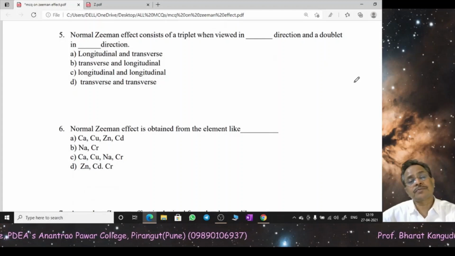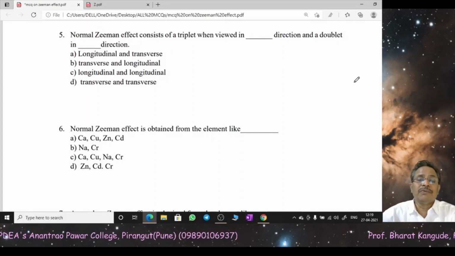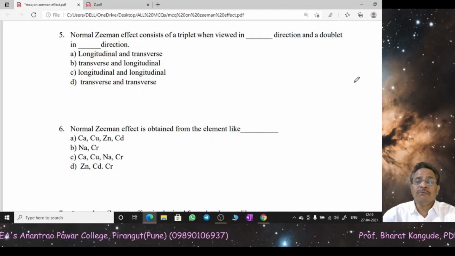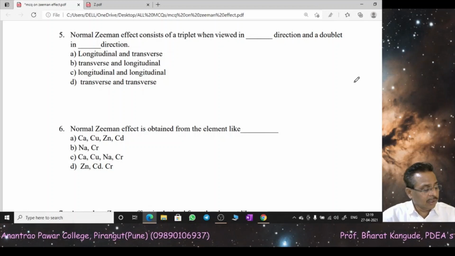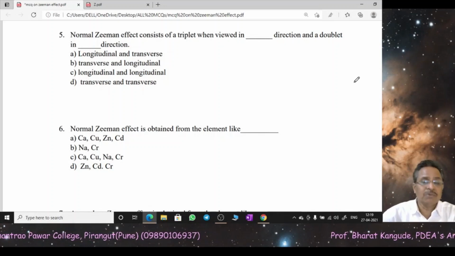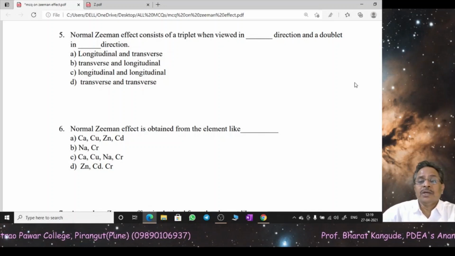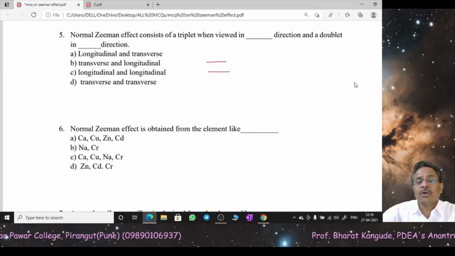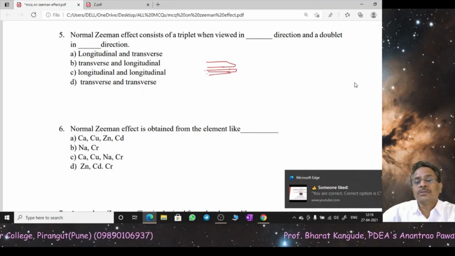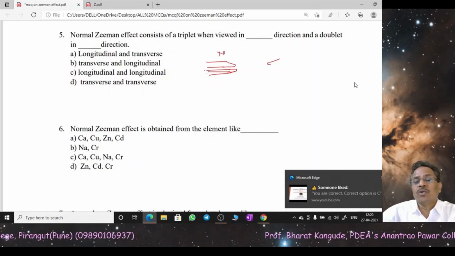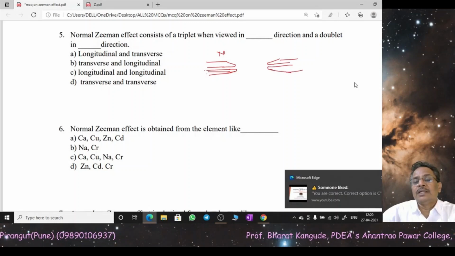Question number 5. The normal Zeeman effect consists of a triplet when viewed in the dash dash direction and a doublet when viewed in the dash dash direction. Now, as we have already drawn this diagram, there is a bore or hole inside this magnetic pole. I can draw it like this: this is the N pole and this is the S pole, wherein a small bore is kept.